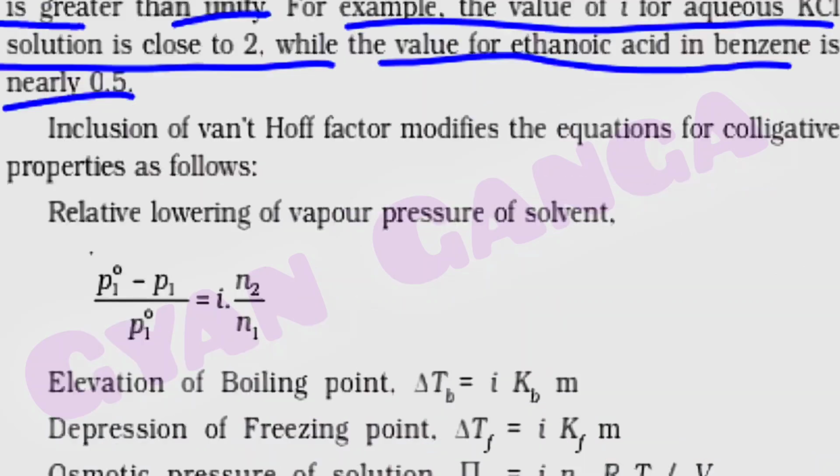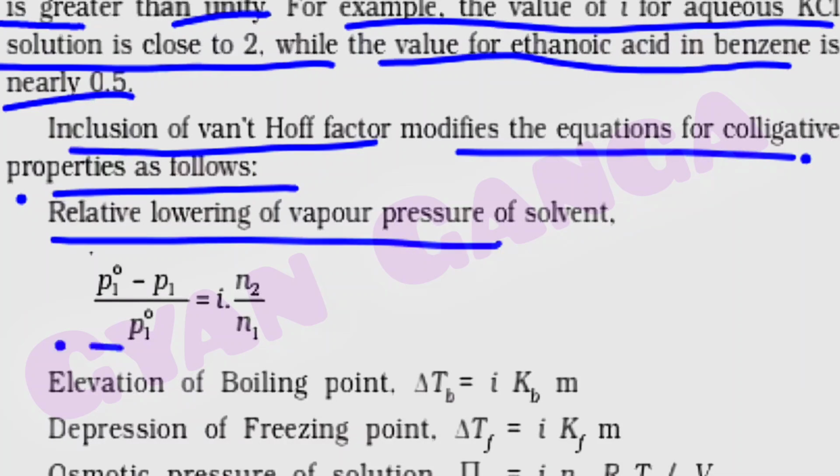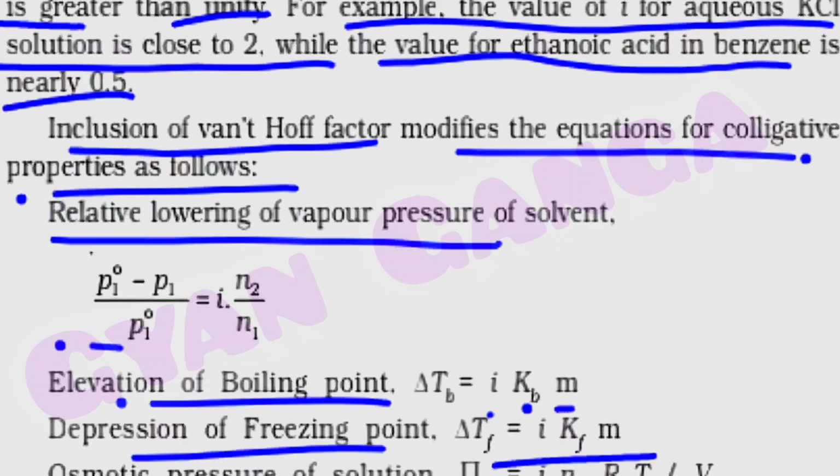Inclusion of the Van't Hoff factor modifies the equations for colligative properties as follows. Relative lowering of vapor pressure of solvent, (P1° − P1)/P1°, is equal to i·n2/n1. Elevation of boiling point, ΔTb, is equal to i into Kb into m. Depression of freezing point, ΔTf, is equal to i into Kf into m. Osmotic pressure of solution, π, is equal to i into n2 into R into T by V.